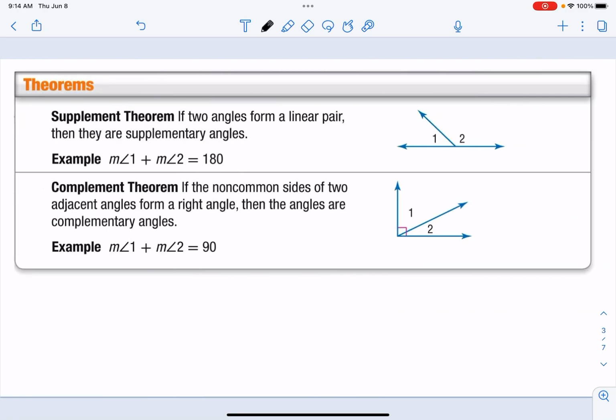Okay, the next thing. If two angles form a linear pair, so if they're adjacent and their non-common sides form a line, then they are supplementary. That just means they add up to 180 degrees because a line is equal to 180 degrees. And then our complement theorem. If the non-common sides of two adjacent angles form a right angle, then they're complementary. So basically, if I have two adjacent angles here whose non-common sides are perpendicular, or form a right angle, my two angles are going to add up to 90 degrees.